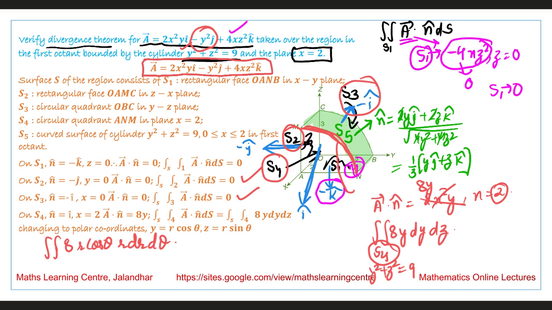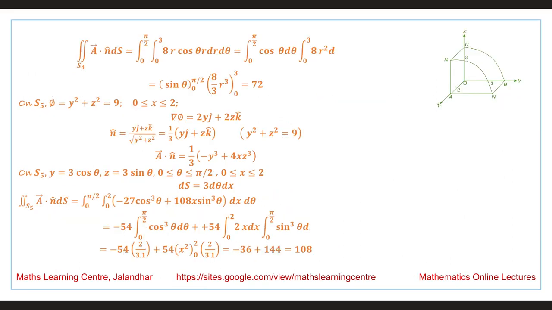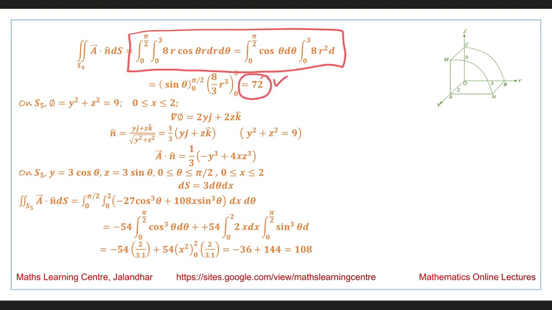The radius vector varies from 0 to 3, and theta varies from 0 to pi by 2. So if we solve this, we have the integral from 0 to pi by 2 of cos theta d theta, 8 comes out, then the integral from 0 to 3 of r squared dr. Now when we integrate this, the answer we obtain is equal to 72.